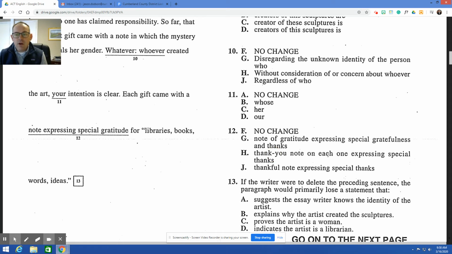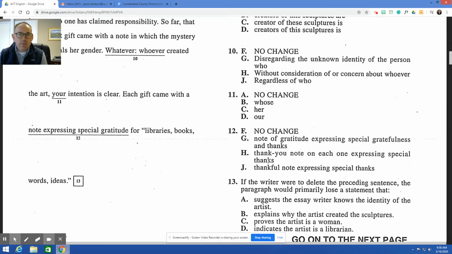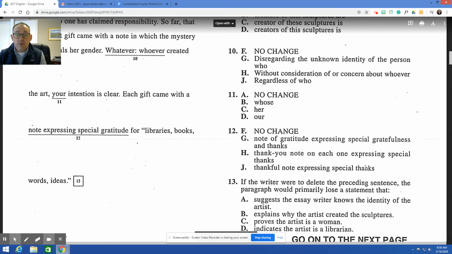Thank you note on each one expressing special thanks. Again, redundant, saying the same thing needlessly twice. Thankful note, expressing special thanks. Redundant, saying the same thing twice. So the correct answer, no change. So leave it as is.